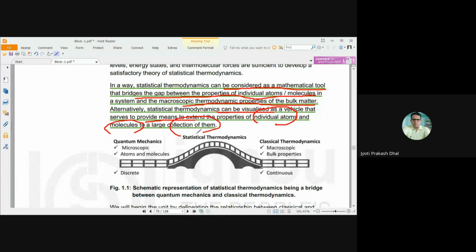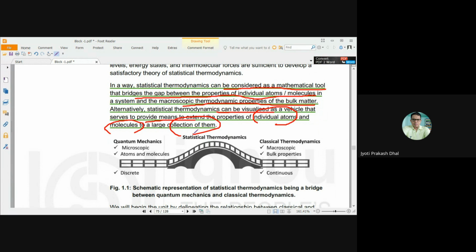If you deal with the properties of individual atoms or molecules, those will be the microscopic properties, because here we are considering the properties of individual atoms or molecules. And to a large collection of atoms means, if you take a bulk of atoms and deal with the thermodynamic properties, that is in the macroscopic level.